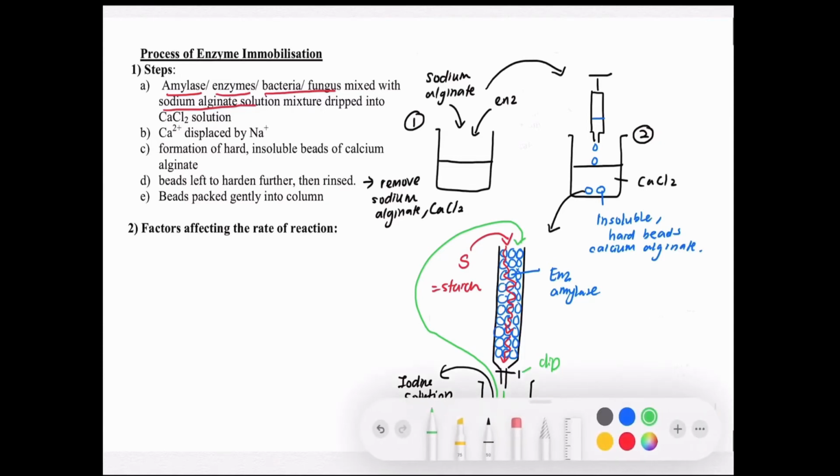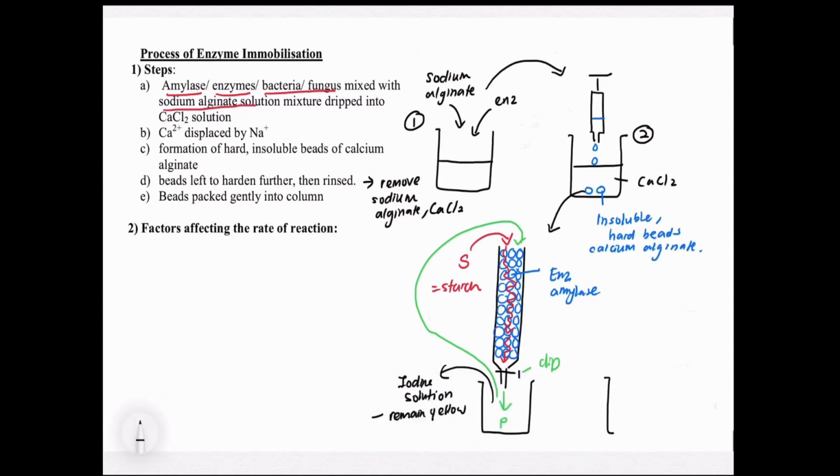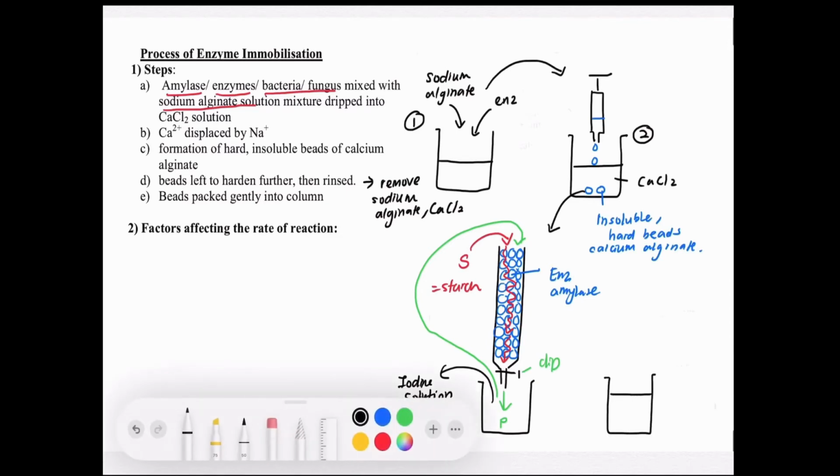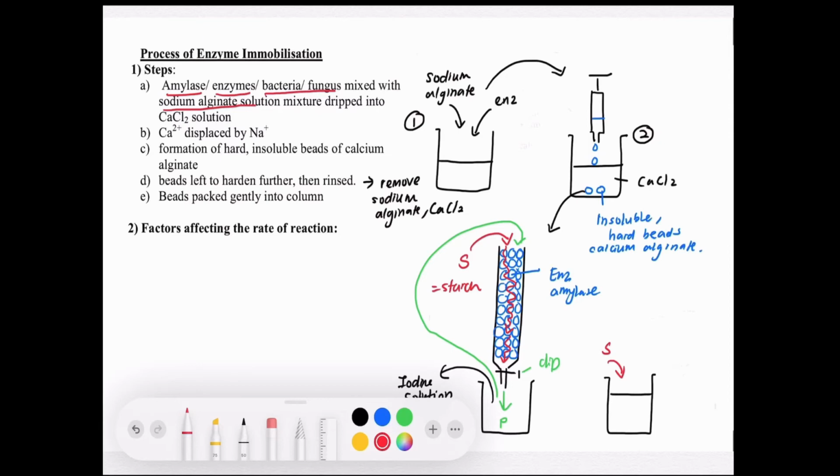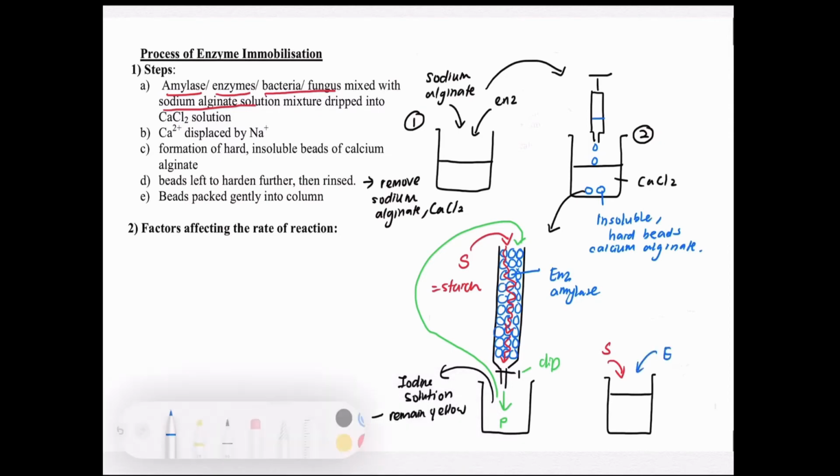If you have free enzyme in the solution, for example, you add in your substrate and your enzyme is added in. After a fixed time, you will expect to see a product is produced. But the thing here is, your product will be mixing with your enzyme. So it's very difficult to actually separate your enzyme from the product. So we're going to look at the advantage of enzyme immobilization versus enzyme free in a solution.